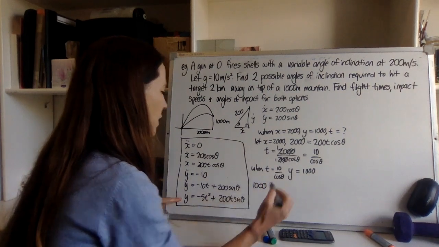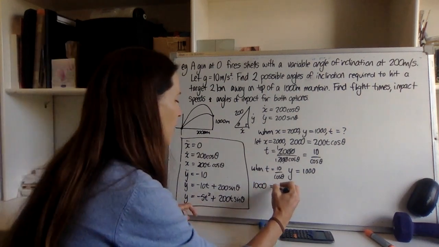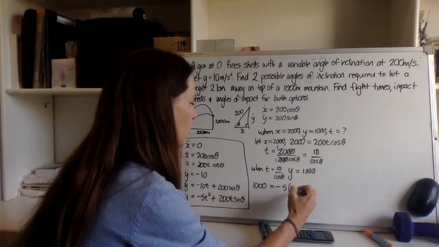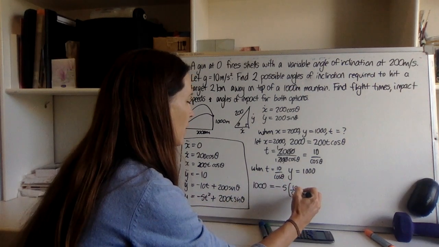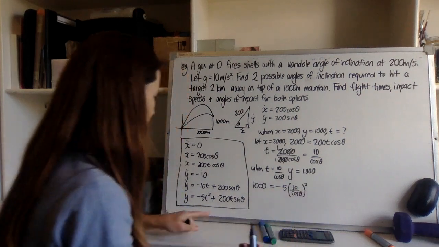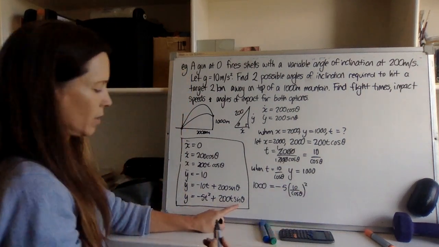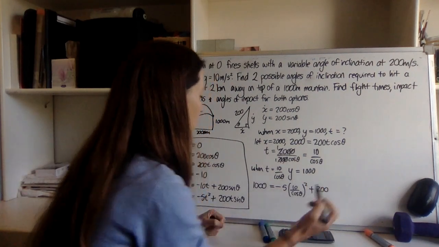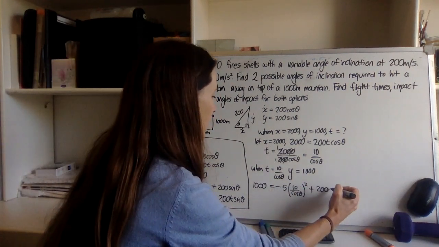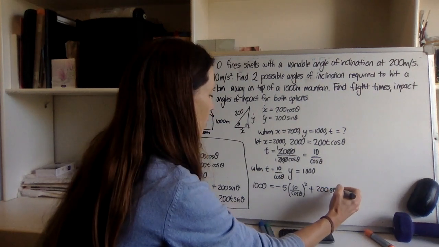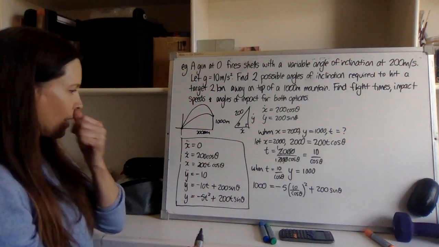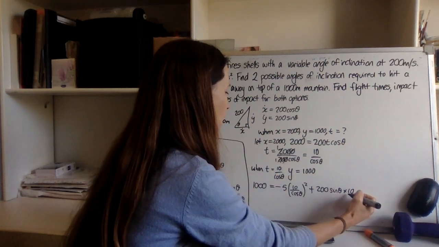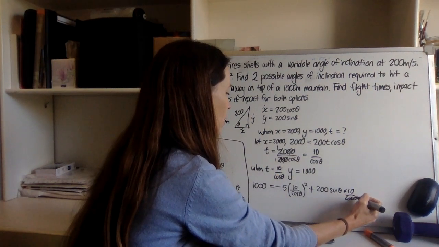1000 is equal to -5. Now we need to square t, so that means we need to do 10 over cos theta, all squared, plus 200 times t times sine theta. So we've got 200t. Oh, actually, let's do the sine theta first. I actually prefer it that way. And then let's multiply that by t. Now, multiplying by 10 over cos theta.